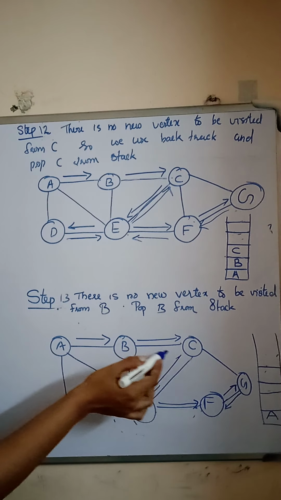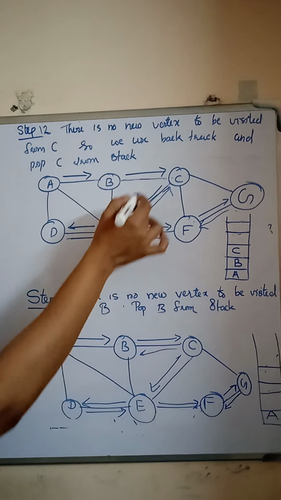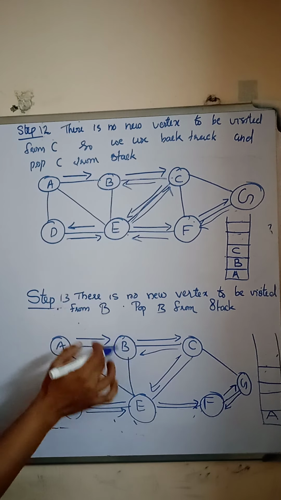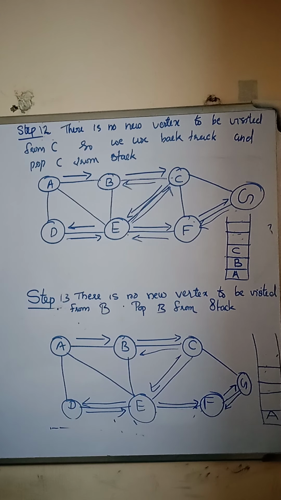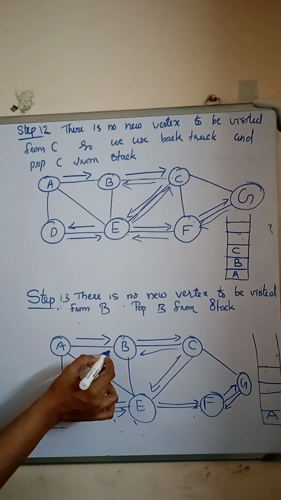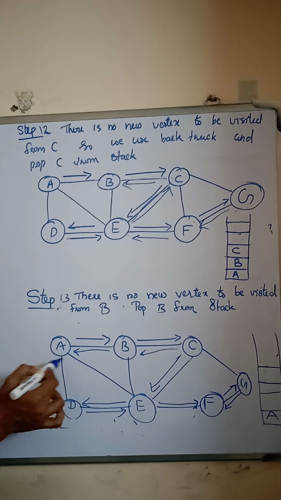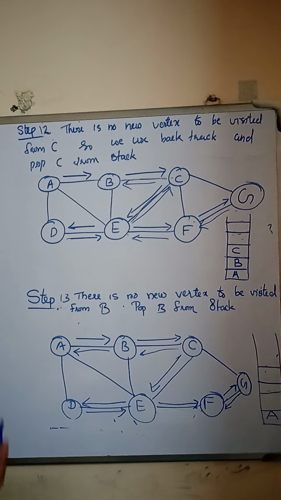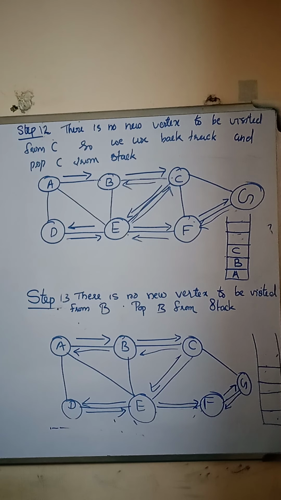There is no vertex to be visited from B also. Here C backtracks to B. There is no vertex from B, so we pop B from the stack and backtrack B to A. In step 14, there is no vertex not visited earlier from A, so we pop A from the stack. Now the stack is empty.